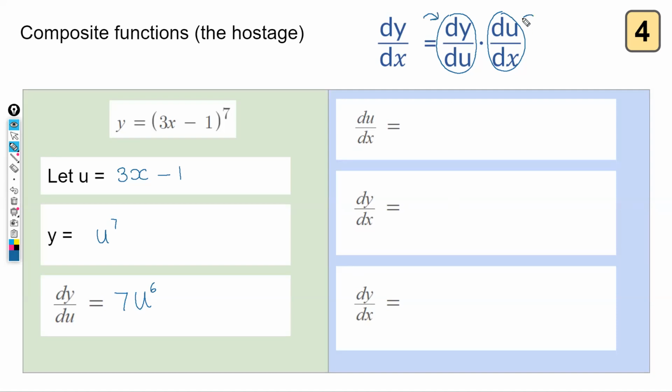Now to find du/dx. Remember, we said let the letter u be equal to 3x minus 1. So if we differentiate u with respect to x, we will get du/dx. So let's differentiate this expression. When you differentiate 3x, you'll just be left with the number 3. When you differentiate a number without x, you will get 0. There's no need to write the 0.